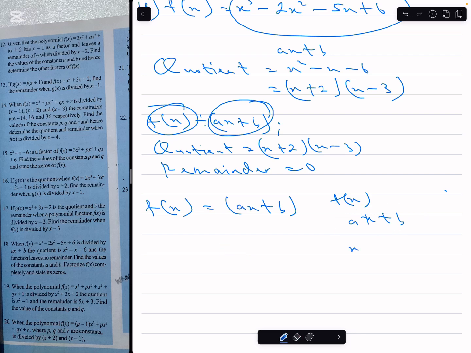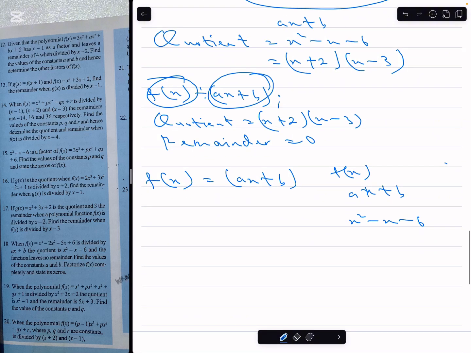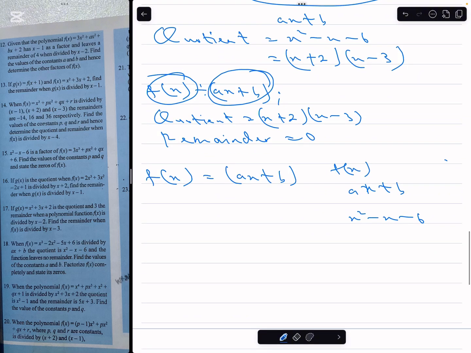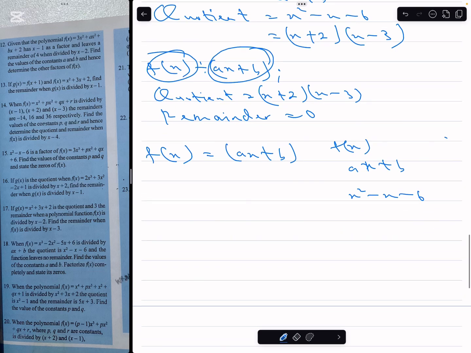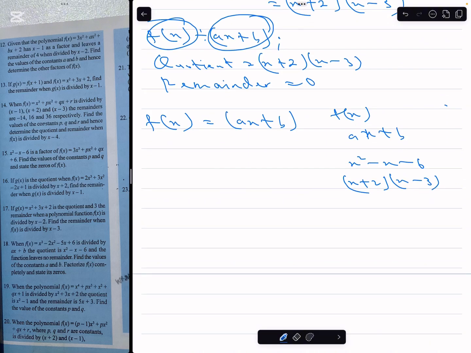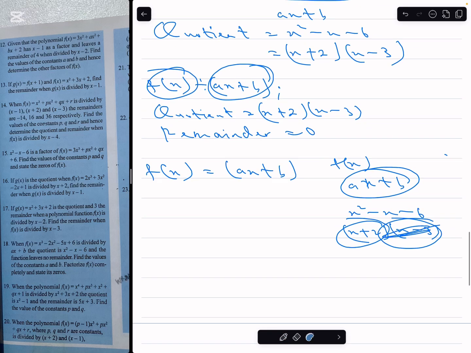Now the quotient, what you get when you do the division, is x squared minus x minus 6. You know that f of x is a cubic function, so you should have 3 factors. Then you check whether this quotient can be factorized, and in this case we know that the quotient can be factorized into x plus 2 times x minus 3. So that means the 3 factors of f of x are ax plus b, x plus 2, and x minus 3.